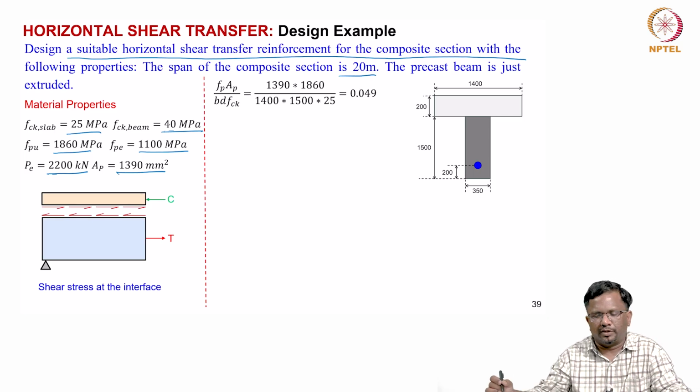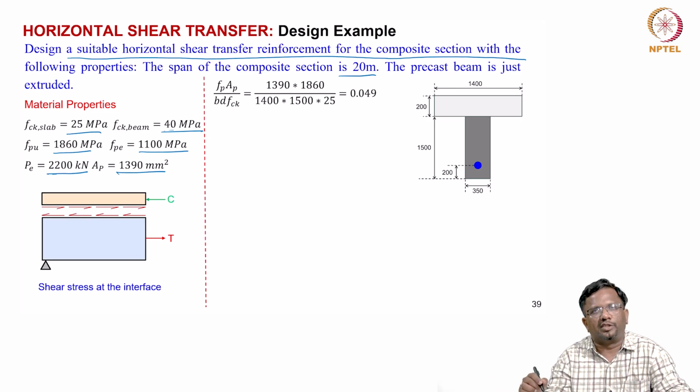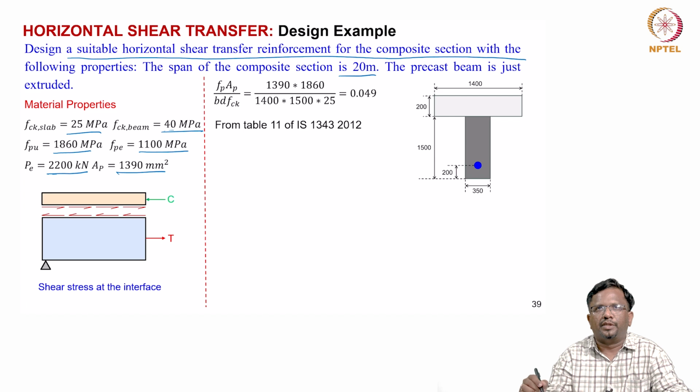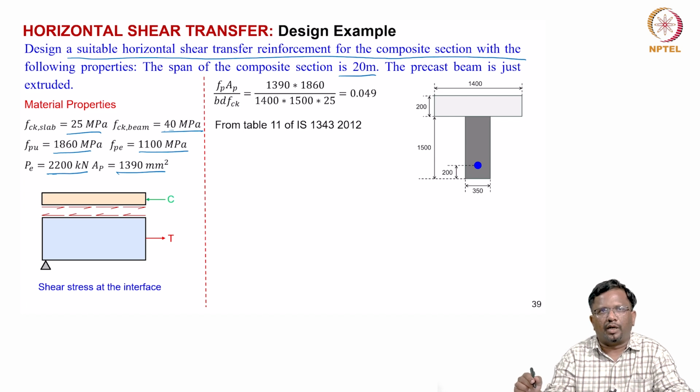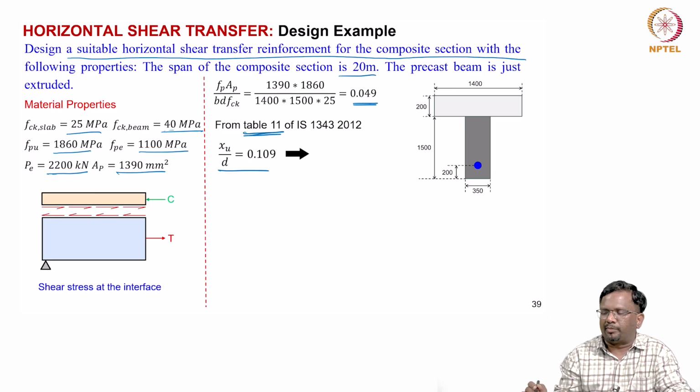Let us say that I am using the approximate method that is given in IS 1343. So, I go back and I know the area of steel. So, using the reinforcing index FP into AP by BD into FCK, I can use this table 11 and I can quickly calculate my neutral axis depth.